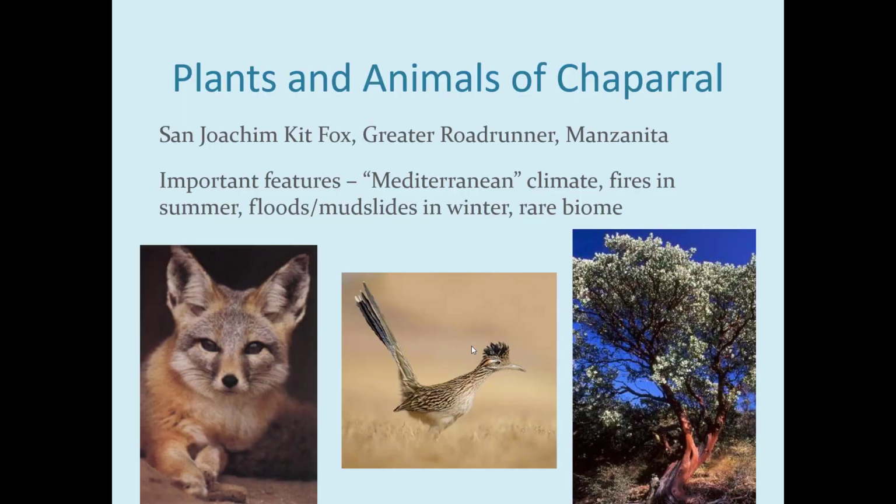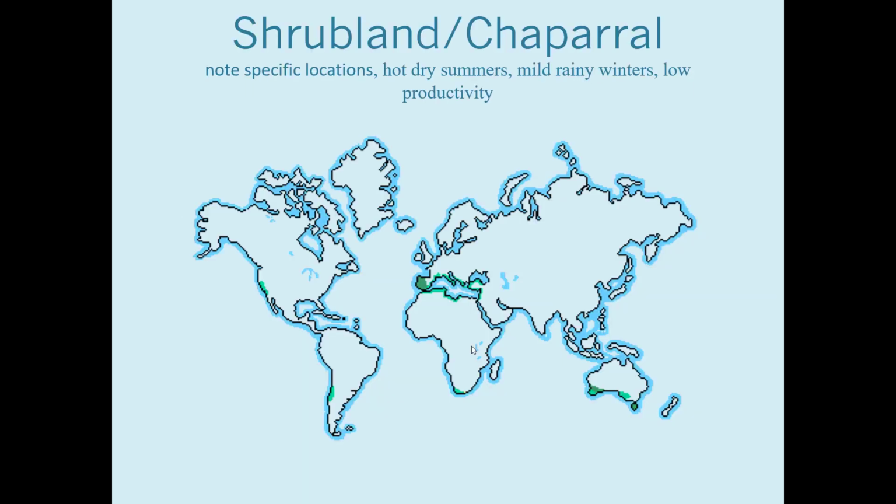Okay, so plants and animals of the chaparral. These are the different things you can find there. Here are the important features that you need to know. Okay, first of all, hot, dry summers, mild, rainy winters. You need to start thinking about the consequences of this stuff. If you have hot, dry summers, it means that you are going to have fires. Mild, rainy winters mean that you can have flooding and landslides.